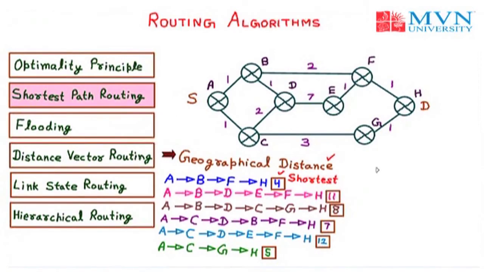Now we have one more aspect besides the geographical distance, that is the number of hops. To understand the number of hops, let us take the example of any of the paths. For example, the path A, C, G and H. In that particular path from A to H, we have 2 routers between source and destination, that is C and G. So we have to cover 2 routers between them, so the number of hops is equal to 2. So the number of hops is equal to the number of routers.